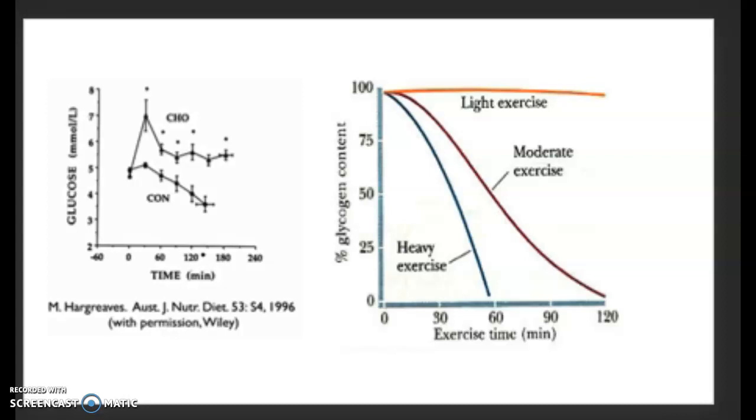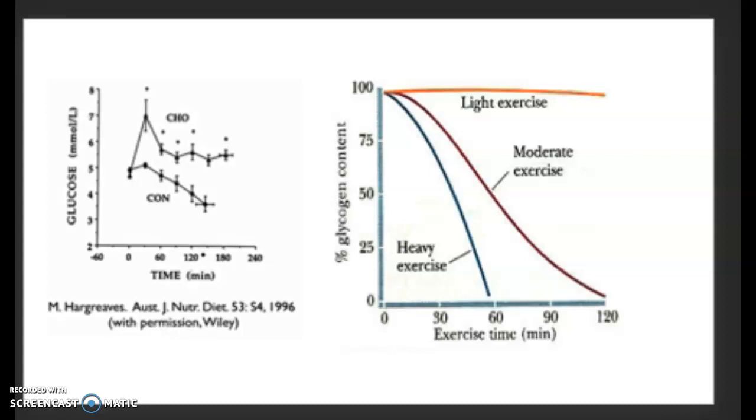The figure on the right shows us the percent of glycogen content and how it varies during exercise, and the length of time of the exercise. You can see that depending on the intensity of the exercise, the glycogen content will vary. For example, at heavy exercise, which is indicated by the blue line on the graph, you can see that the glycogen content becomes depleted very quickly, and the rate at which glycogen content is used up is very fast, and depleted by about 60 minutes.